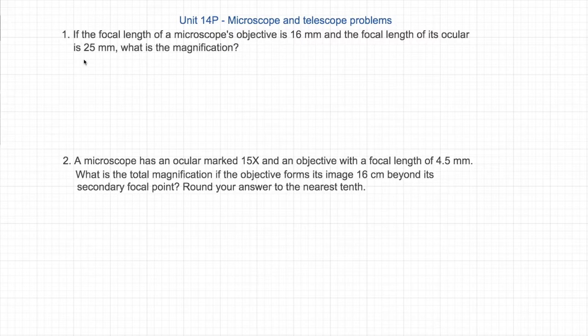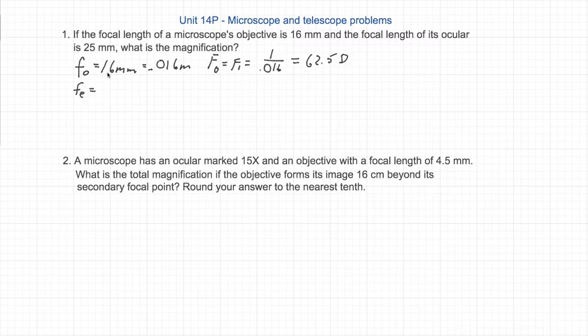Question 1: if the focal length of a microscope's objective is 16 millimeters and the focal length of its ocular is 25 millimeters, what is the magnification? The focal length converted to meters is 0.016 meters for the objective, and the power of the objective, which is f1 in our formula, is 62.5 diopters. The focal length of the eyepiece or ocular is 0.025 meters. Therefore, its power is 1 over 0.025, or 40 diopters.